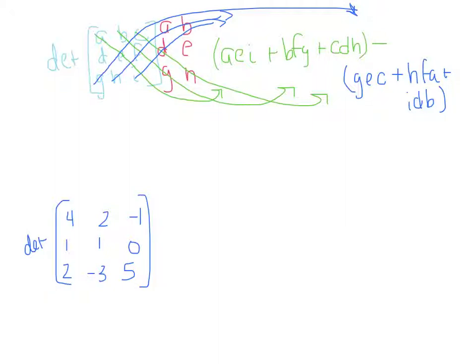So the first step would be to rewrite those two first columns. And you're doing that because you have to get these diagonals in there. Otherwise, you just have one diagonal of 3. So 4, 1, 2, 2, 1, negative 3.